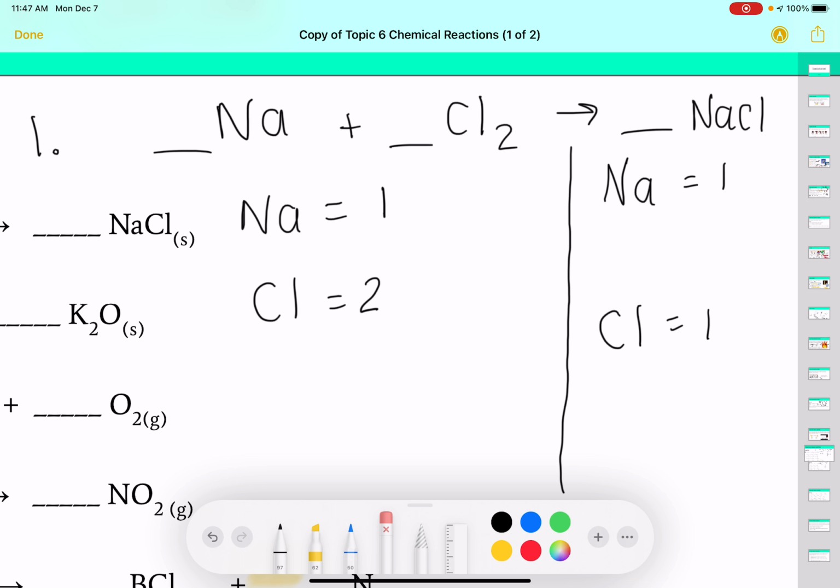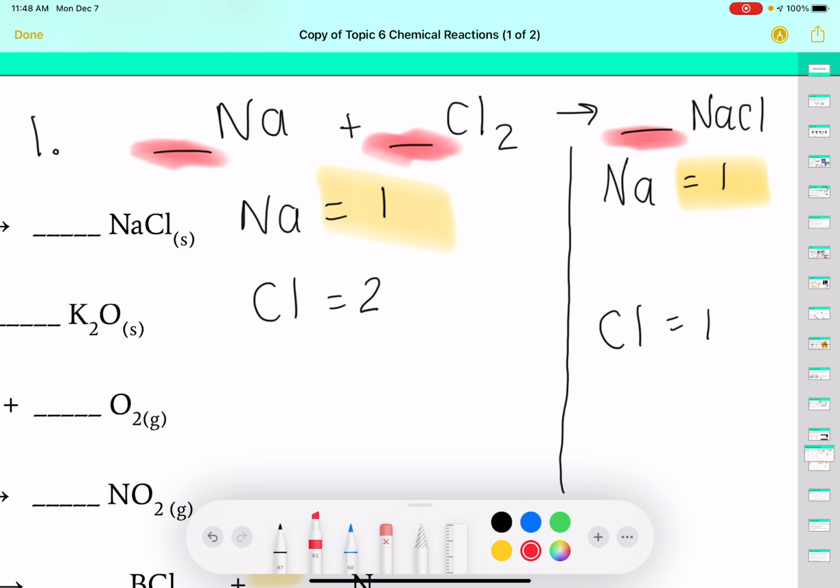Okay, so now if we look at the left side versus the right side, we can notice that our Nas are balanced. So our Nas, they're both 1. They're balanced. Our Cls, on the other hand, they're not balanced. So our Cls, there's 2 on the left and only 1 on the right. So in order to balance this out, we can never take stuff away. We can only add. And where we add is right here. So these numbers, these little spaces I wrote, those are where we can add. That's all we can do.